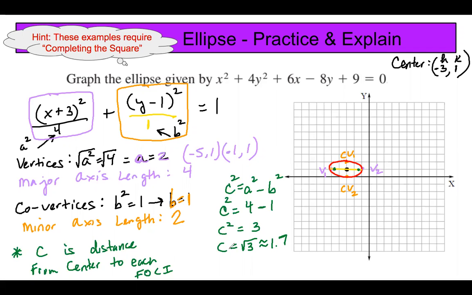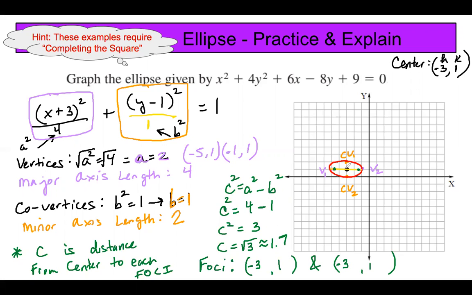So finally, what would be the coordinates of these foci points? Well, let's think about it. I'm going to start with the center. Okay, watch this, folks. The center was at -3, 1. So I'm starting with the center.